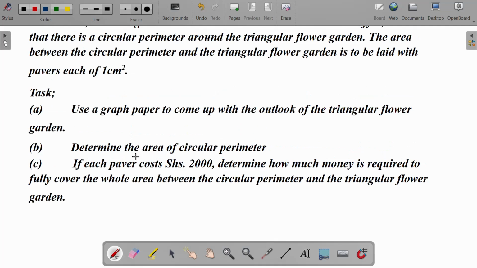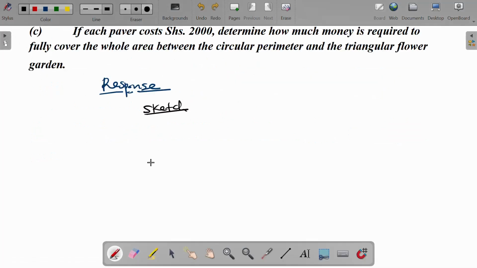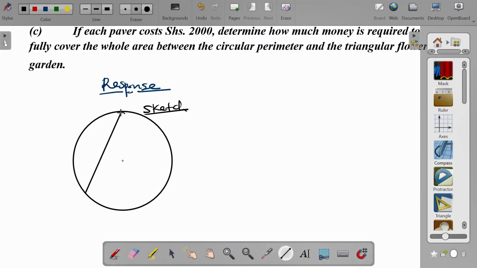Response. So we can begin by coming up with a sketch. Inside this circle we are going to have a triangle drawn inside it. You can have that, then we can have this. So simply this is our sketch, and this can be point A, this is point B, and this is point C. The area they want is this area here. They want to pave this area.